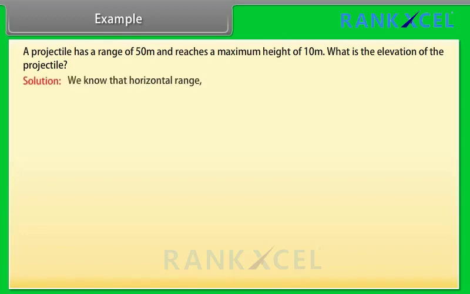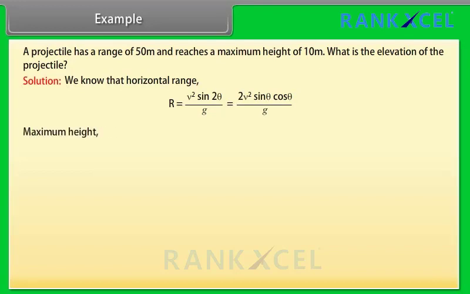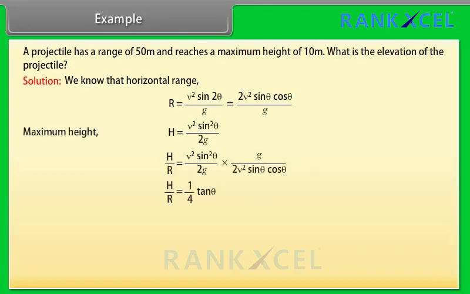Let's see the solution. We know that horizontal range is equal to v squared times sin 2 theta divided by g. We derive the relation between height and range, which is given by h upon r equals 1 by 4 tan theta. On calculating this equation, we get the value of theta equal to 38.66 degrees.